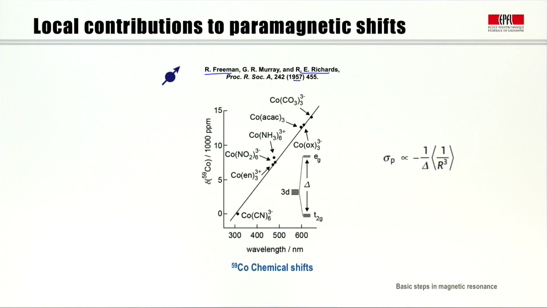And what they found is they started measuring cobalt-59 chemical shifts, something that is not at all common in the literature, but clearly a heroic attempt to discover a new correlation. And they found a wonderful correlation between the chemical shift of the cobalt and the wavelength in nanometers of the optical transition. So this is somewhere in the visible, UV-visible light.